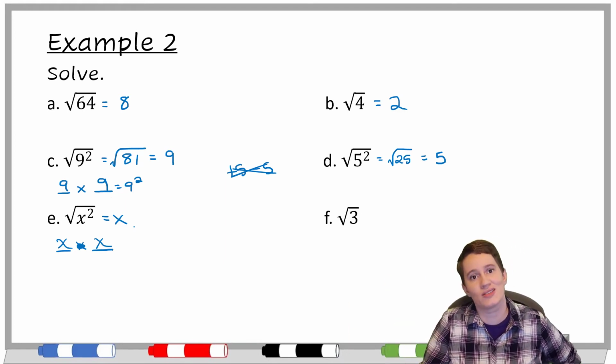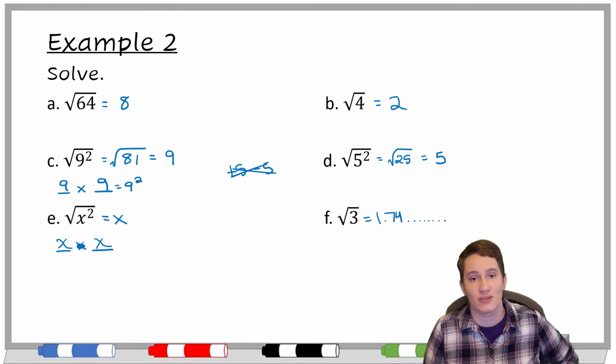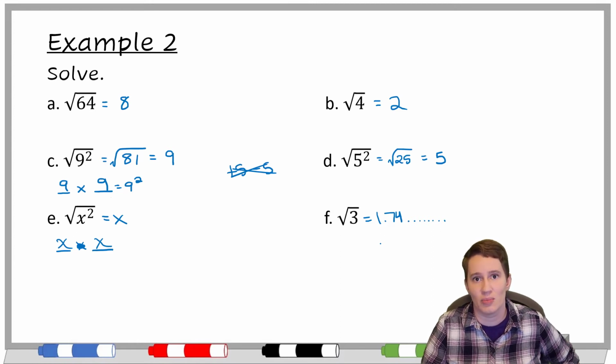Let's look at f. What is the square root of 3? This is a trick question because it's not a perfect square. 3 is not a perfect square. So I wanted to talk through some of our options for whenever we see something that doesn't have a square root. One option is to put it into our calculator. Our calculator will tell us that this is 1.74 with a whole bunch more decimals after it. And in fact, anything that's not a perfect square that we square root is what's called an irrational number. And that means that it has a non-repeating decimal that goes on forever.